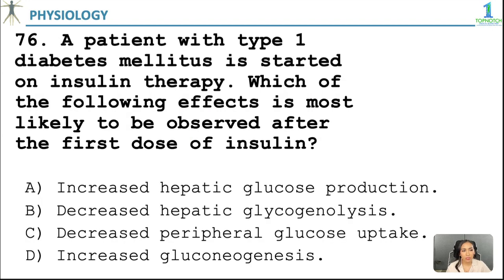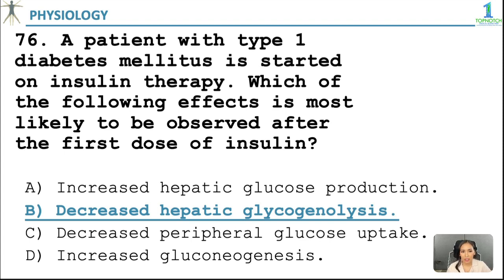Okay? Let's go to number 76. A patient with type 1 DM is started on insulin therapy. Which of the following effects is most likely to be observed after the first dose of insulin? Okay, so remember, insulin is an anabolic hormone. So build, build, build. Okay, and the correct answer is decreased hepatic glycogenolysis.